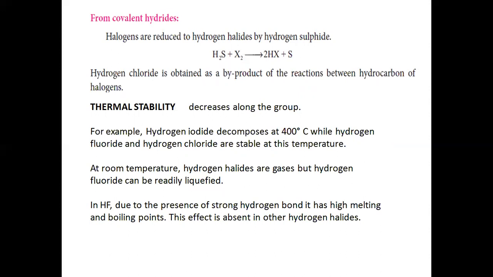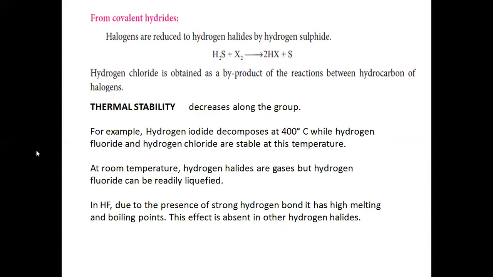The thermal stability decreases along the group. Why does the thermal stability decrease along the group? Due to the bond strength. The size of the halogens increases from fluorine to iodine, and the electronegativity decreases from fluorine to iodine. So the HF bond is much stronger than the HI bond.